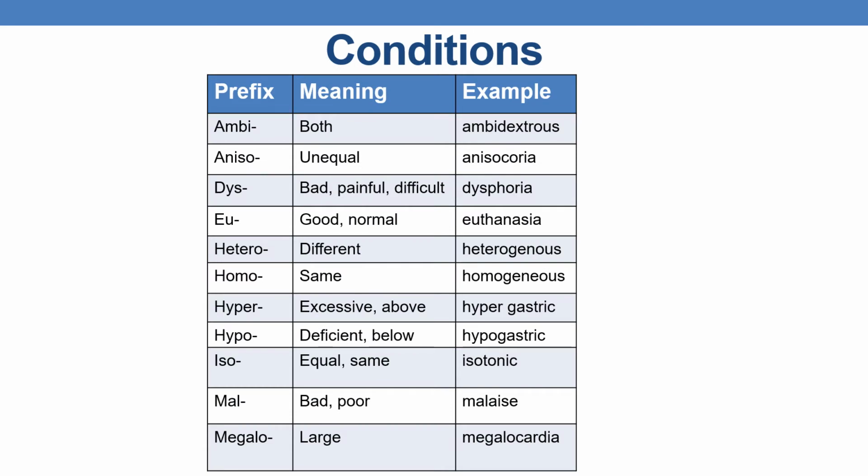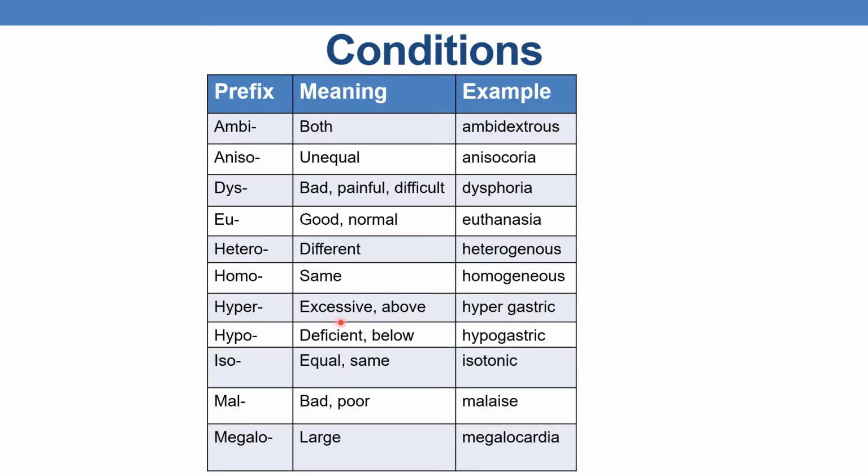Now let us discuss some of the prefixes. The first term is ambi. Ambi means both. Example is ambidextrous. Aniso means unequal. Example is anisocoria. Next prefix is dys. This means bad, painful or difficult. Example is dysphoria. Eu means good or normal. Example is euthanasia. Hetero means different. Homo means same. Heterogeneous and homogeneous are some of the example terms.